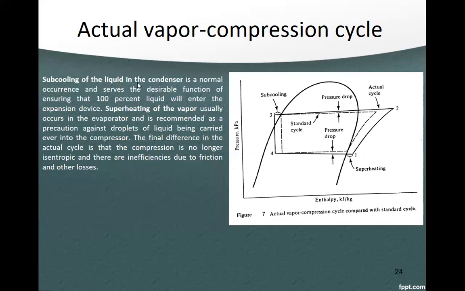Cooling of the liquid in the condenser is a normal occurrence and serves the desirable function of ensuring that 100% liquid will enter the expansion device. Superheating of the vapor usually occurs at the evaporator. It is recommended as a precaution against droplets of liquid being carried over into the compressor. The final difference in this actual cycle is that the compressor is no longer isentropic, and there are inefficiencies due to friction and other losses. So this is now the actual cycle.